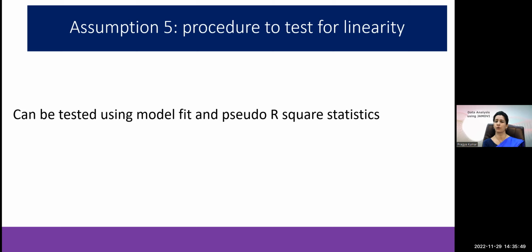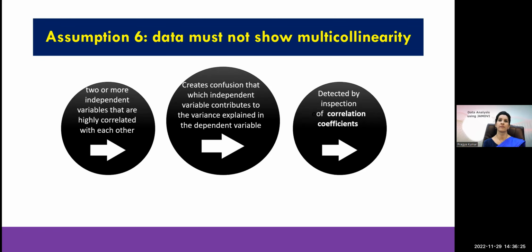I don't know why it is called pseudo, but it is adjusted. If the model fit value is significant, less than 0.01 or 0.05, then we can say that the linearity assumption is met. In SPSS, we have the Box-Tidwell procedure to check for linearity, but we are not going into that detail here. If the model fit value is less than 0.05, then the assumption of linearity is met. Again, the data should not show multicollinearity.